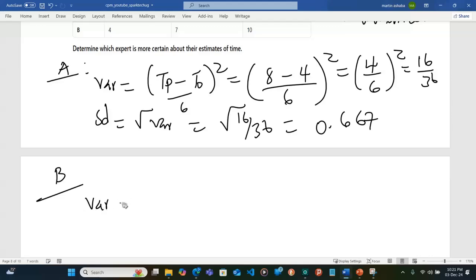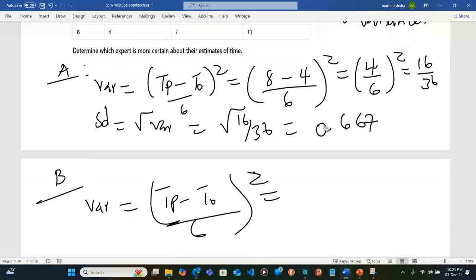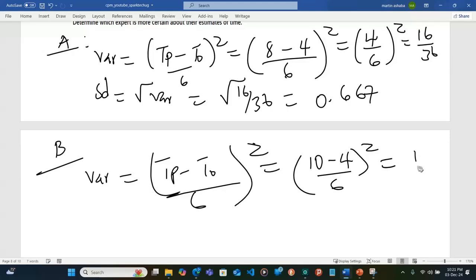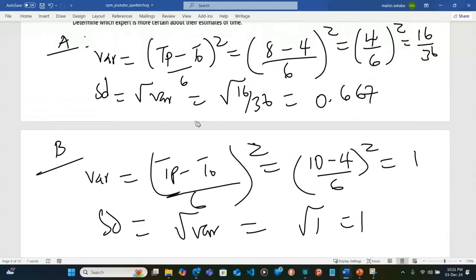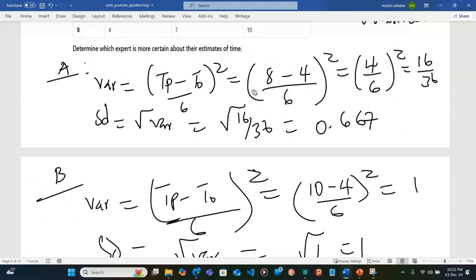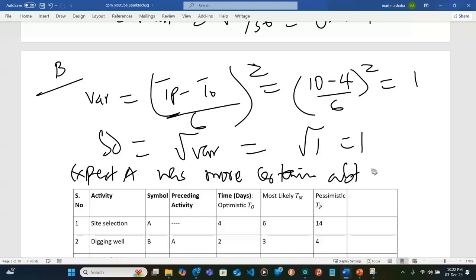Now let's look at B. So variance is going to be (TP minus TO, divided by 6) squared. And this was 10 minus 4, divided by 6, which is 1. So the standard deviation is the square root of the variance, the square root of 1, and that is 1. So we can say that expert A was more certain about his estimates of time.